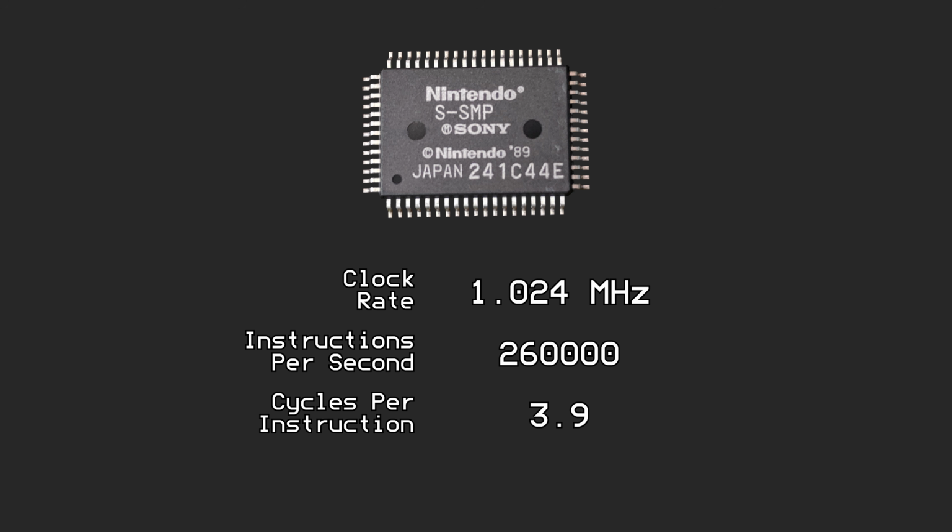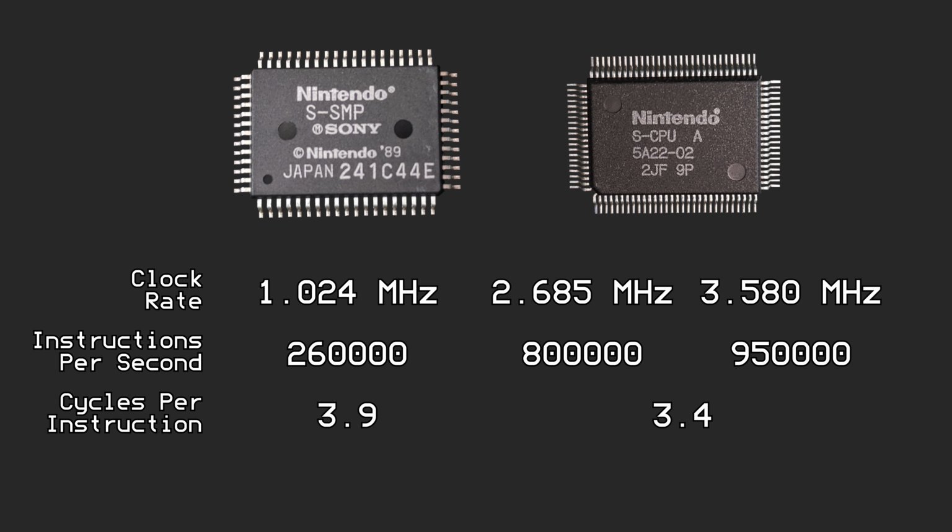For comparison, the SCPU on the Super NES side averages about 800,000 to 950,000 instructions per second, depending on the speed switch, where it's clocked at either 2.68 MHz or 3.58 MHz respectively. Its 65C816 instruction set results in a CPI of around 3.4.